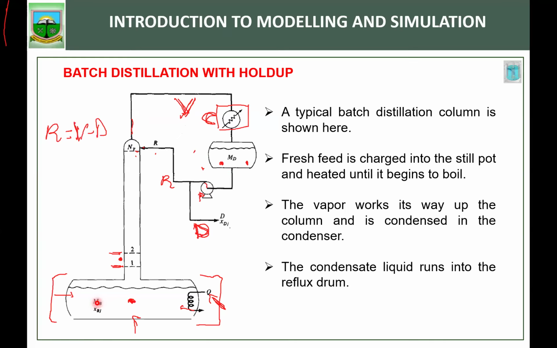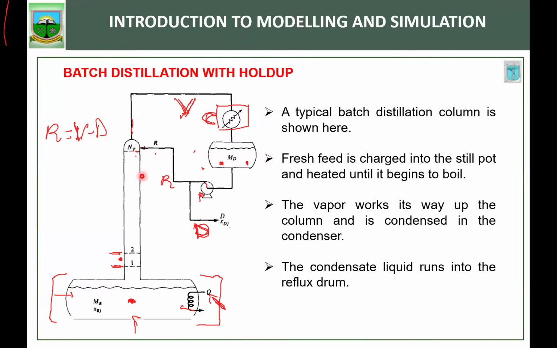So a typical batch column or batch distillation column is normally designed such that there is a fresh feed which is charged into the pot, which you call, it could be a reboiler, as I said. Then it will be heated until the substance here begins to boil. When it boils, the vapor will travel along this line. So you only have vapor here. And then the reflux liquid that keeps coming in. So what we have here is what we call the top tray. You see the NT. So it depends on the number of trays you have.